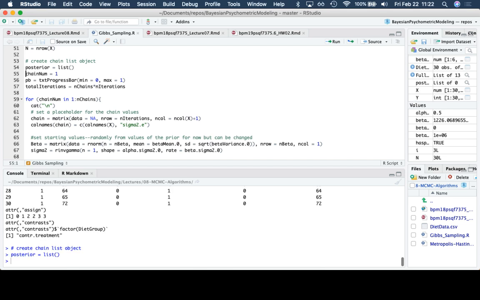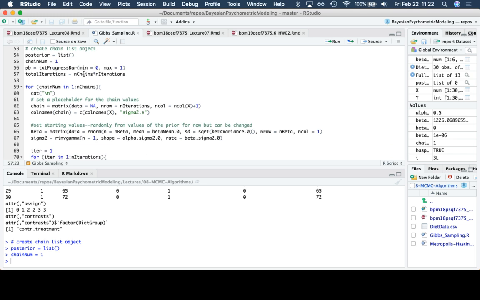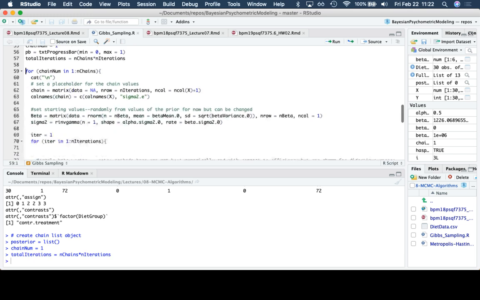And now here's the fun part. I need something to save my chains. I have a progress bar, and I create the total iterations. Now the loop happens. I'm running chains in serial. You don't have to do that; you can program this a little more elegantly elsewhere. But basically, I'm going to start with chain 1, run chain 1 to its completion, then start all over at chain 2, run chain 2 to its completion, and so forth.